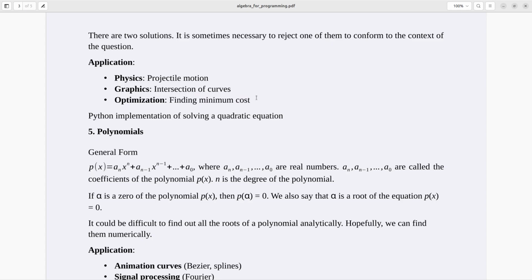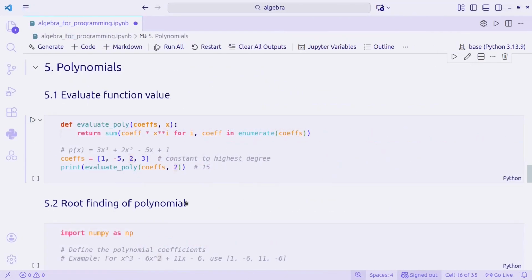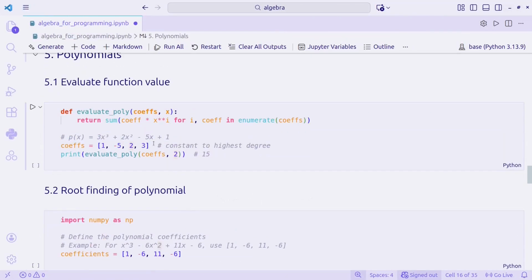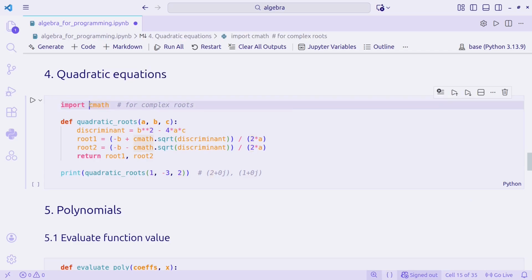So let us see how we can implement the solving of a quadratic equation in Python. So here we have a function that uses the quadratic formula shown here. And it is possible that the value of the roots will be in complex numbers. So it is quite helpful to introduce the cmath module so that I'm able to show the answer in complex numbers.